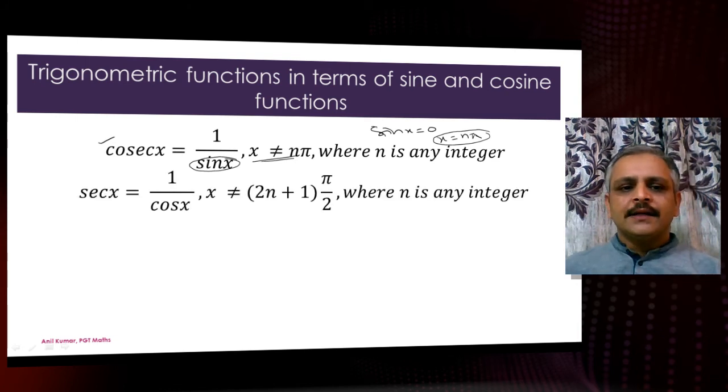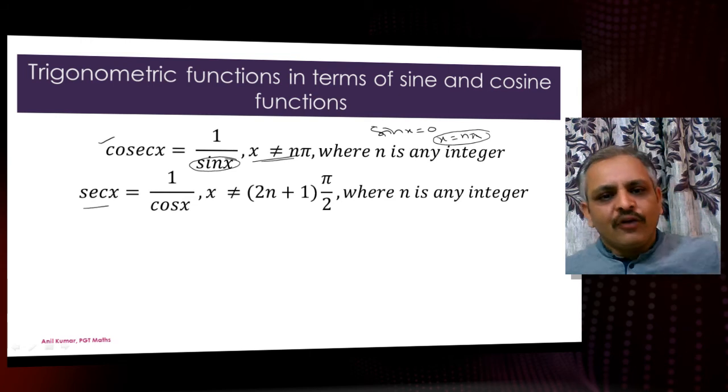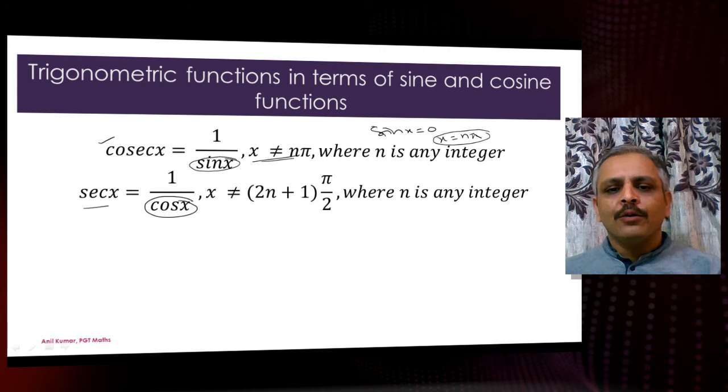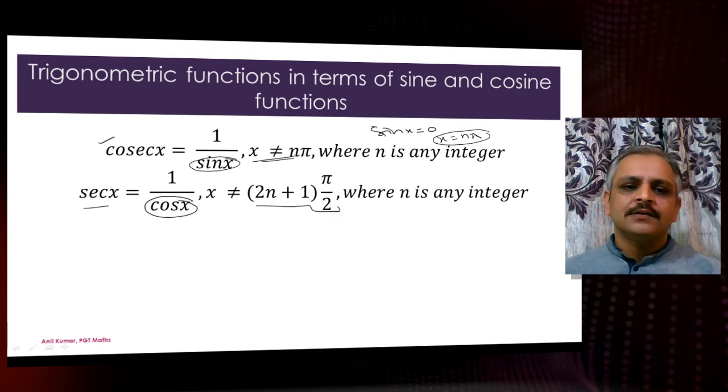Next is secant x, which is the reciprocal of cos x, and as you know, cos x will be 0 at odd multiples of pi by 2. So we will remove all these angles from its domain, that x is not equal to odd multiple of pi by 2, where n is any integer. So whenever I use this function secant x, I mean that my angle will not be an odd multiple of pi by 2.